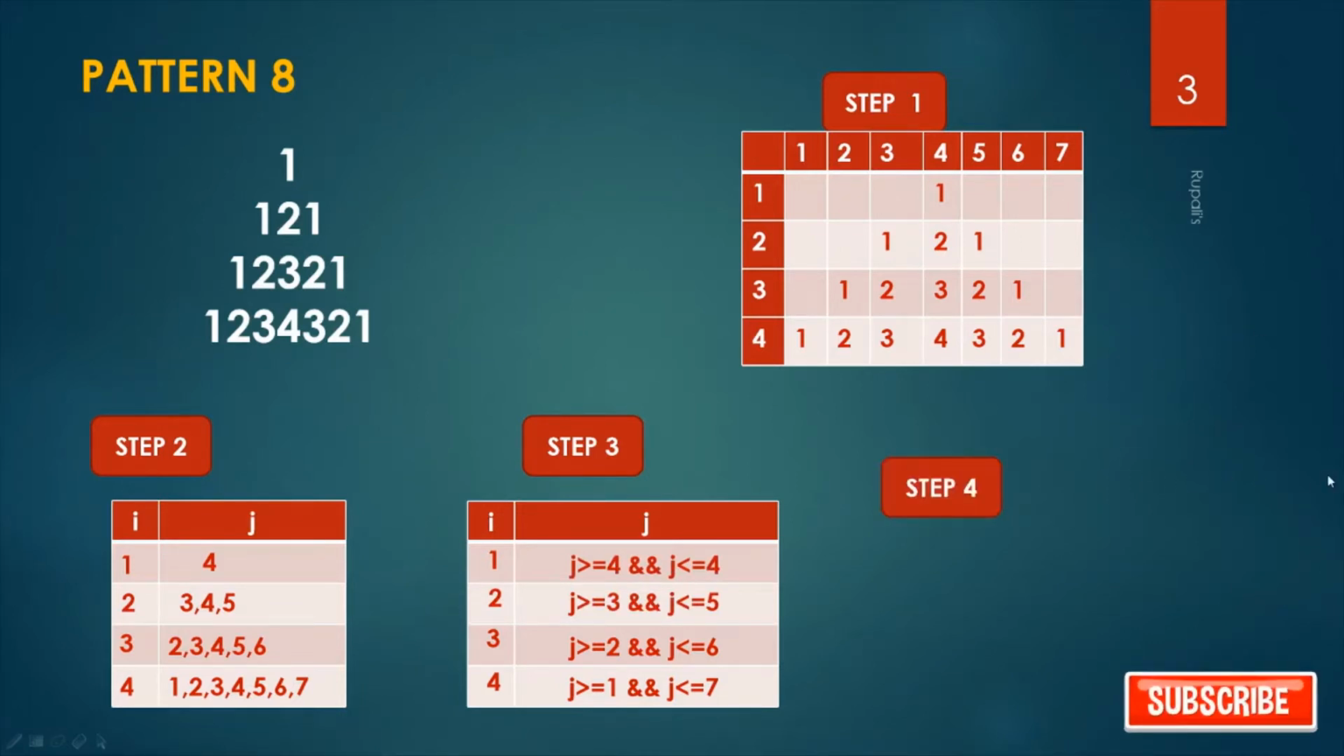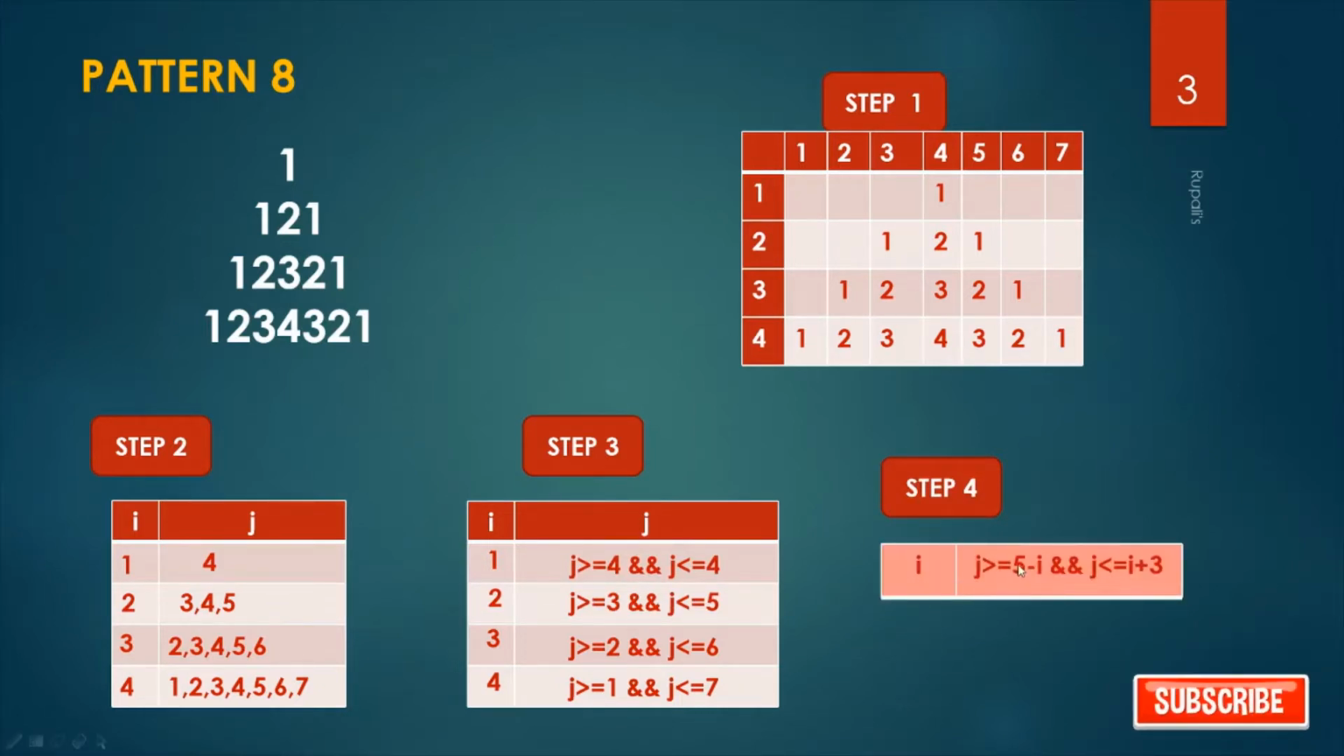Now step 4. Step 4 is, what is the common or general condition? The general condition is, j is greater than or equal to 5 minus i and j is less than or equal to i plus 3.